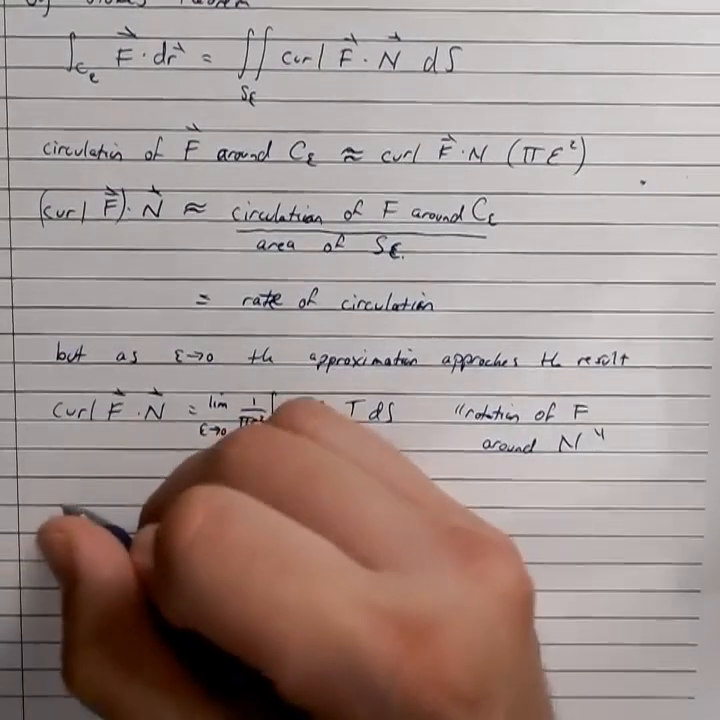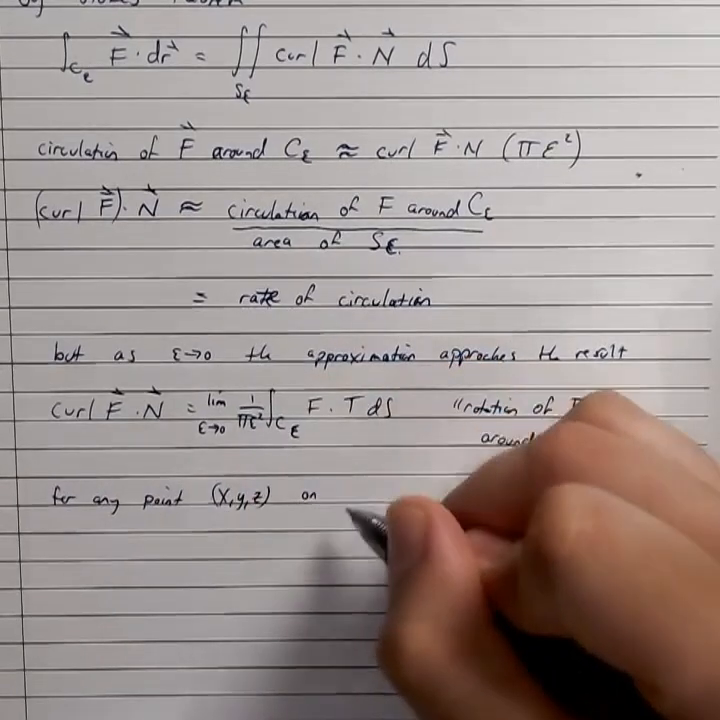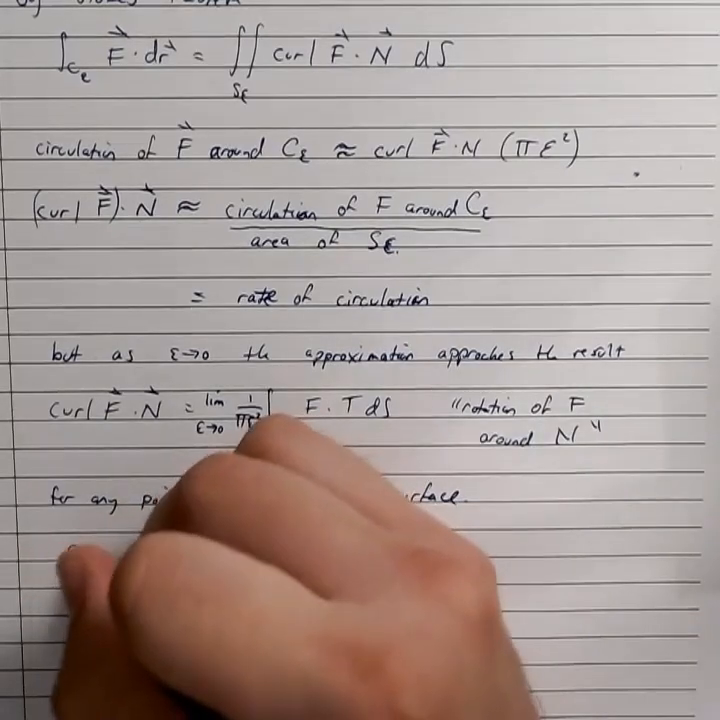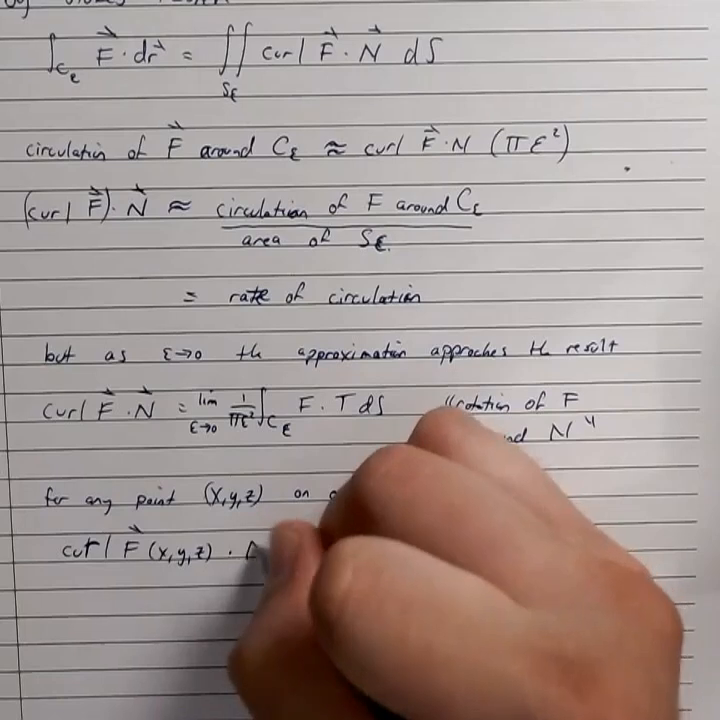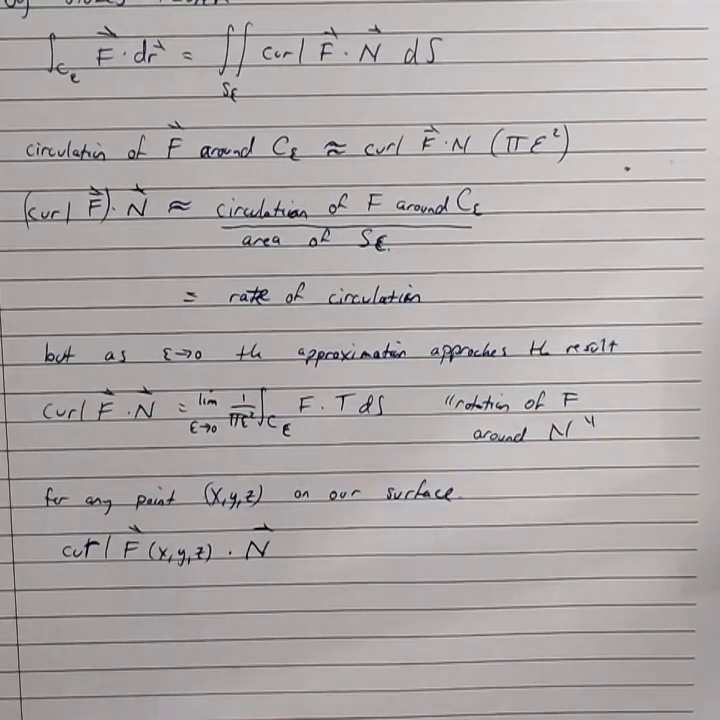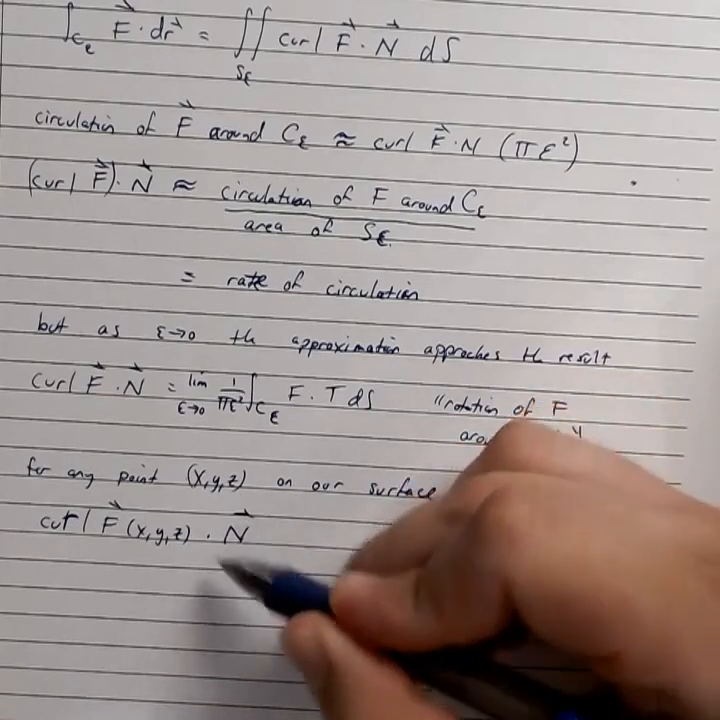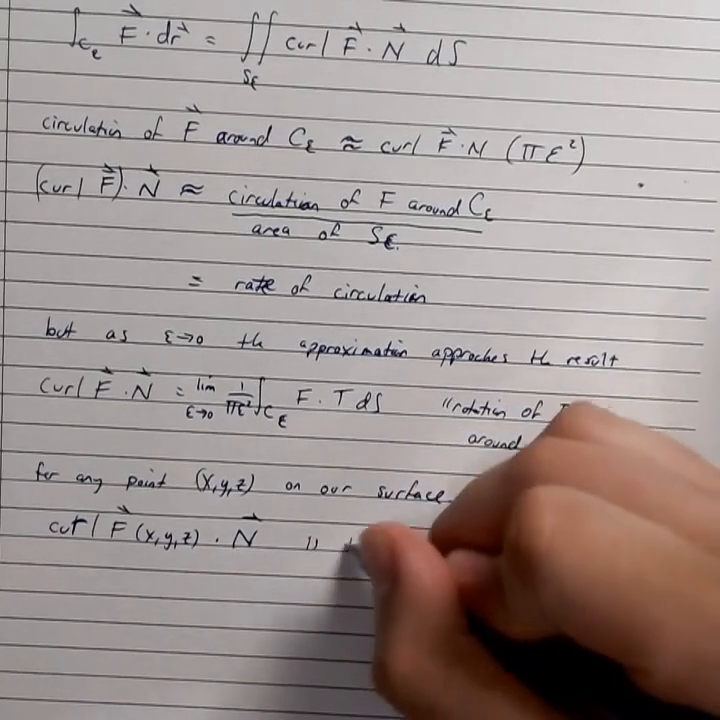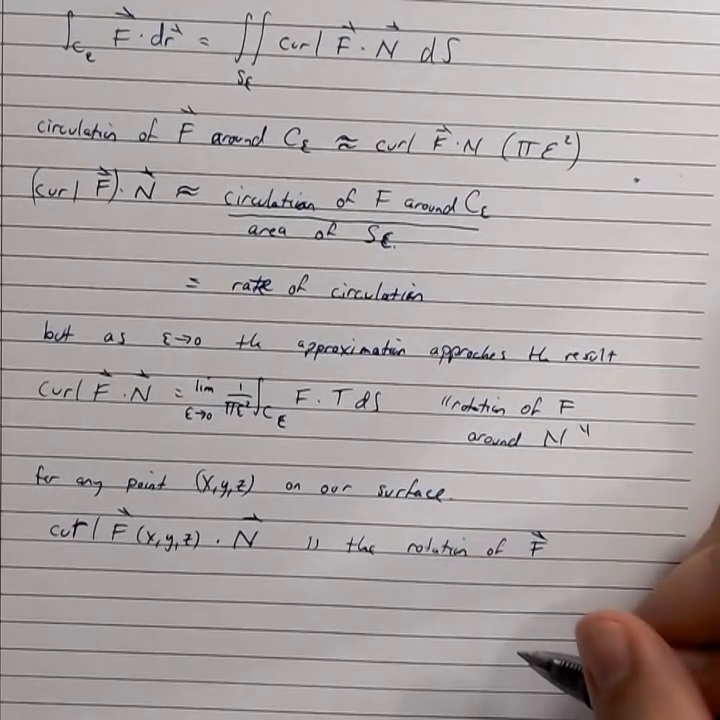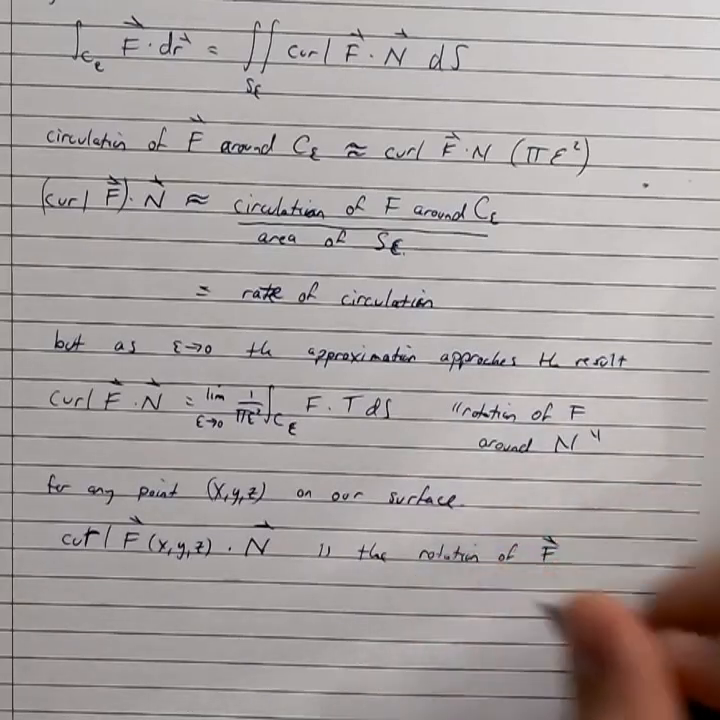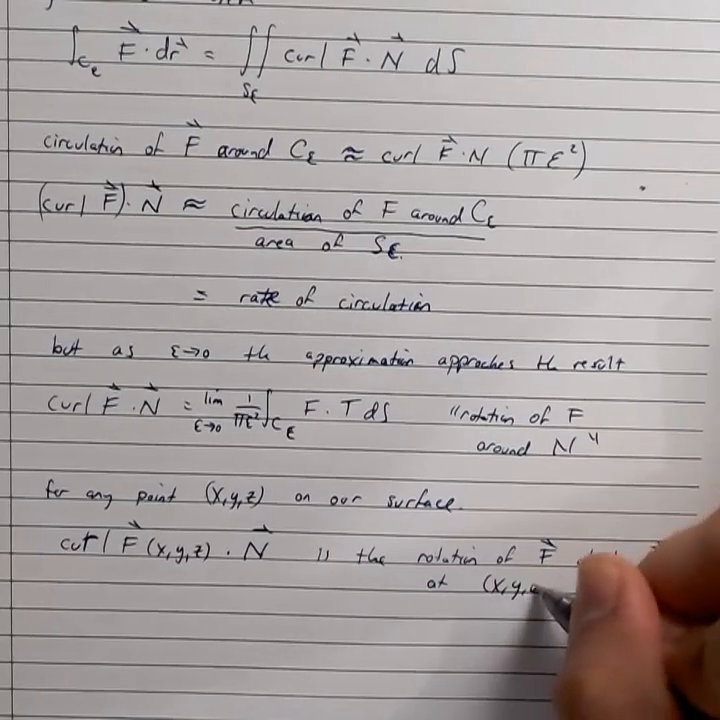Keep in mind this is a pointwise measure, so for any point x, y, z on our surface, the curl of f at that point dot the unit normal vector at that point is the rotation of your vector field around that point. It's the rotation of f about the unit normal vector at that point, f about n at x comma y comma z.